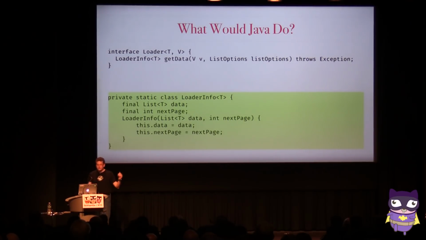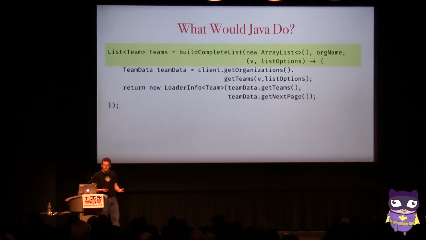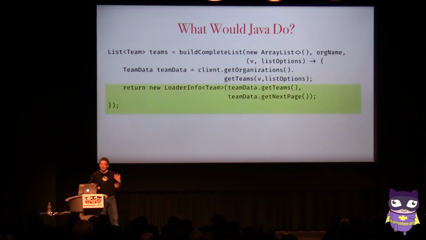And with this code in place, we can now pull down all of the teams with this. In this code, you just pass in an empty array list of the right type and the name of the team, and a closure that calls GitHub to get the teams from GitHub and populates that LoaderInfo with the data that came back from the loader and the page and the ID for the next page. So all that logic for building up the list of all the teams is just totally abstracted away.